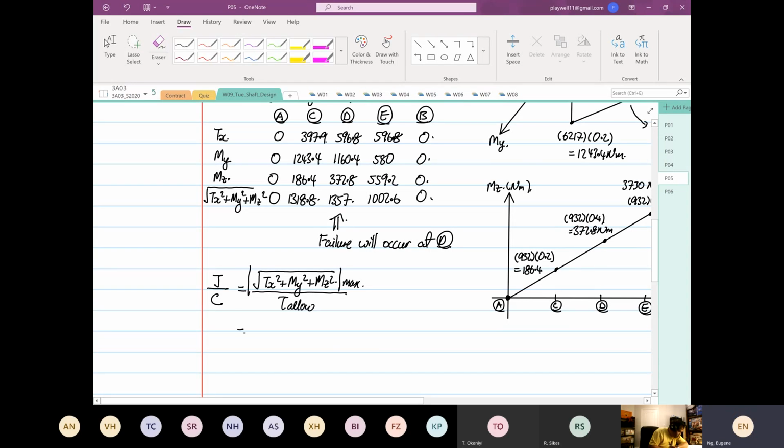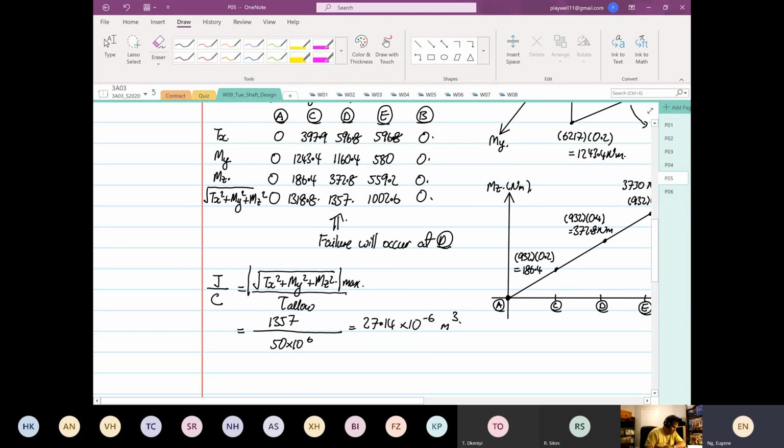Okay, so this will be equal to 1357. The allowable stress over here is equal to, what was it? 50. Okay, 50 times 10 to the power 6. So 1357 divided by 50 times 10 to the power 6 is equal to 27.14 times 10 to the power minus 6, and this will be in meter cubed.